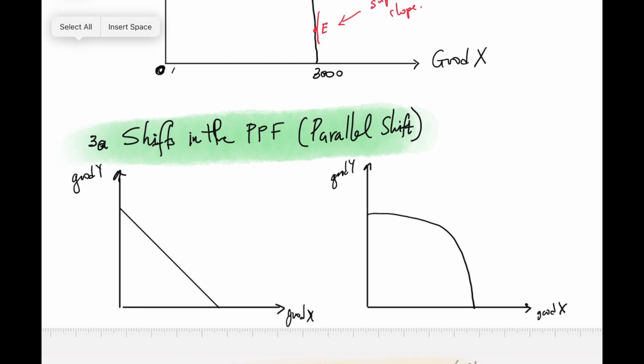how can we explain a shift in the PPF? Now, the height of the PPF, this frontier that we have drawn here, signifies what our current level of technology and our factors of production can produce in the economy that we are studying, or for the individual that we are studying.